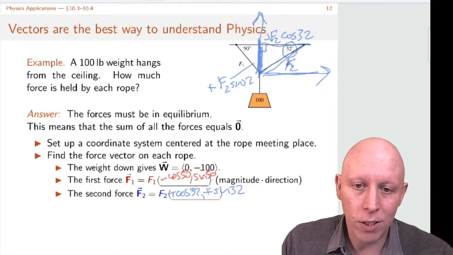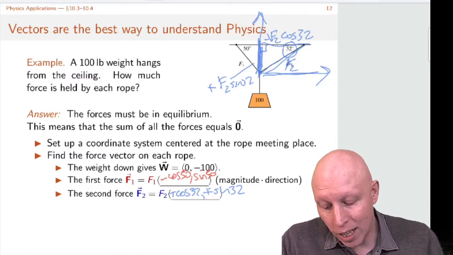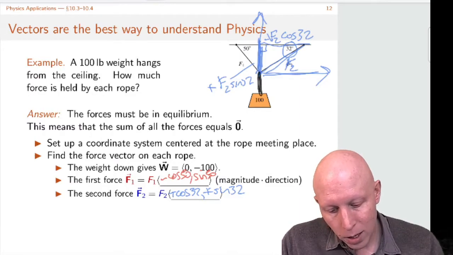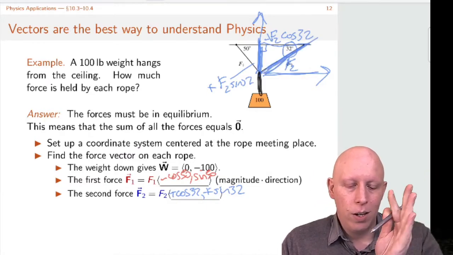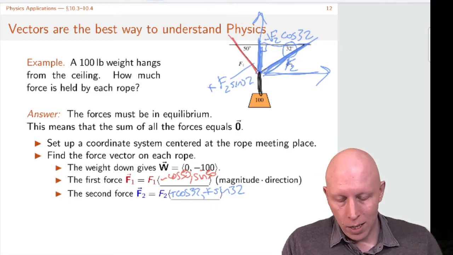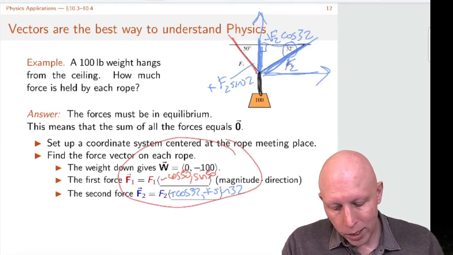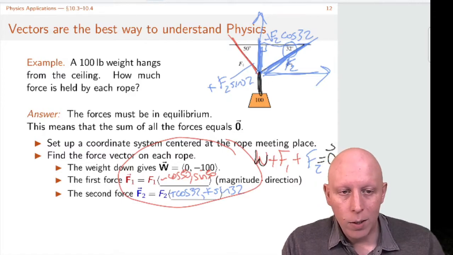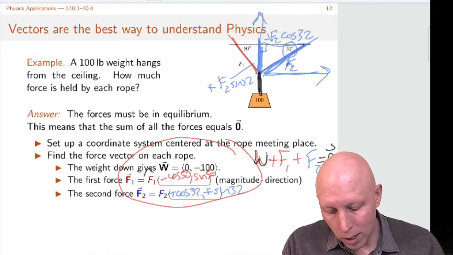So we have our two vectors. We actually have our three vectors, right? We have our vector pulling down. We have our vector pulling in this northeast direction, and we have this vector pulling in the northwest direction. And so now if we write an equation that says W plus F1 plus F2 equals 0, equals the 0 vector, then we can solve that and figure out what F1 and F2 are.